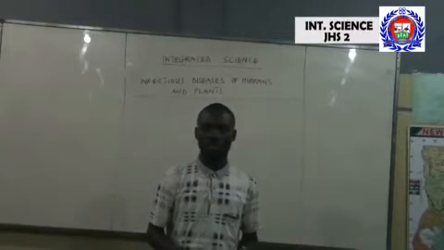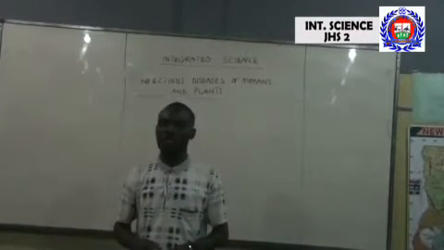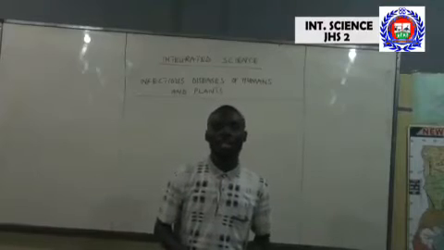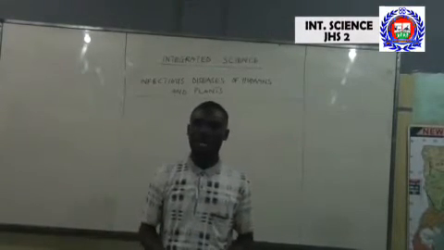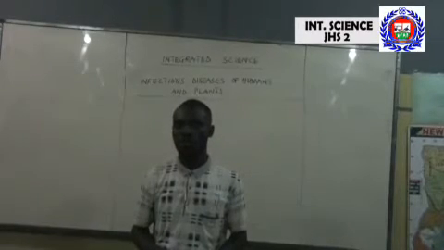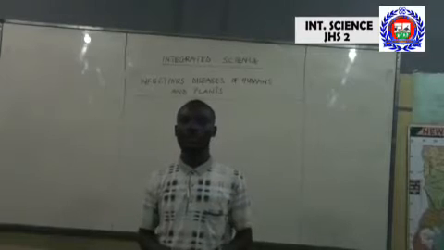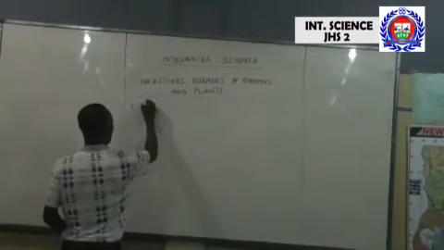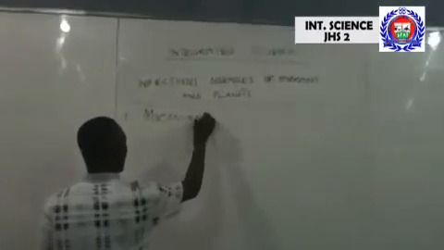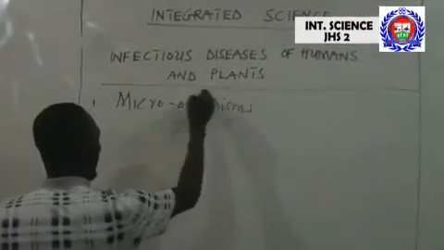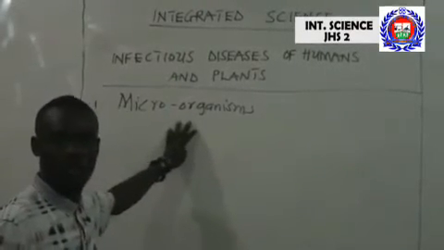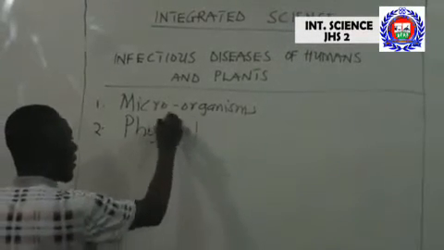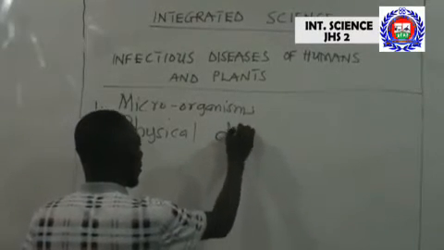Example, tuberculosis is caused by a microorganism called Mycobacterium tuberculosis. So it is a microorganism, and the name of the organism is a bacteria. The second one, we will also look at physical disorders. So if I may write, the first one, we have microorganisms. That is the microorganisms we have here. Then the second one, we have physical disorders.